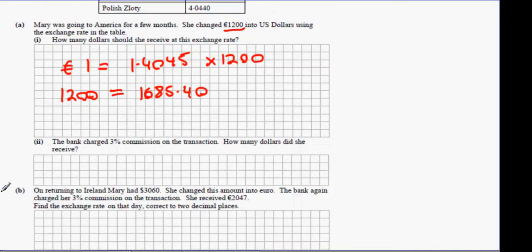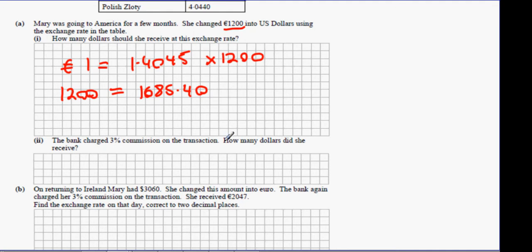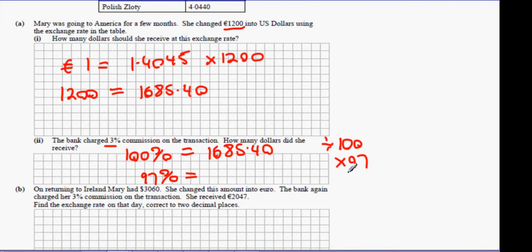The bank charged 3% commission on the transaction. How many dollars did she receive? 100% of her money is this much. If she lost 3%, what percentage of the money did she receive? So we want to change 100% into 97%. You're going to divide by 100. When you divide by 100, what happens? You get 1%, and then you multiply it by 97 to get 97%.